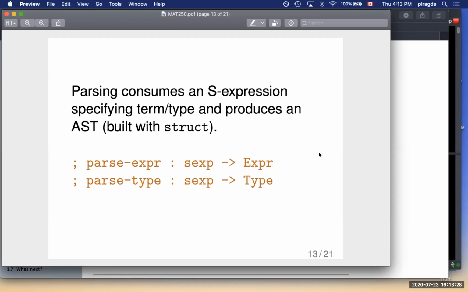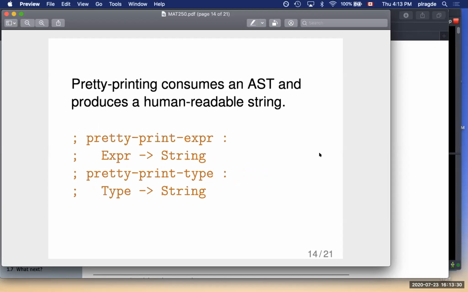Okay, continuing with the architecture. We want to go the other way and take an abstract syntax tree. You can print that in Racket. Racket will print everything except functions. It won't print a lambda. But it's not necessarily very readable.